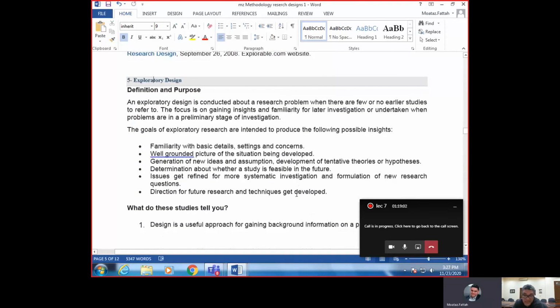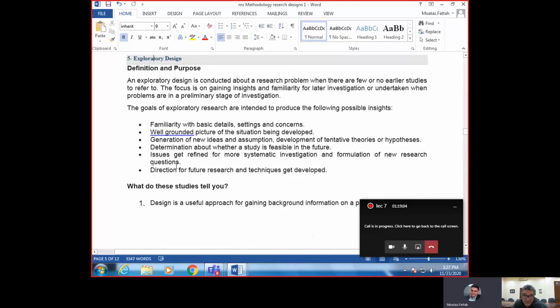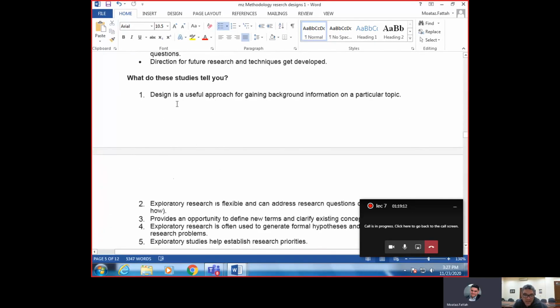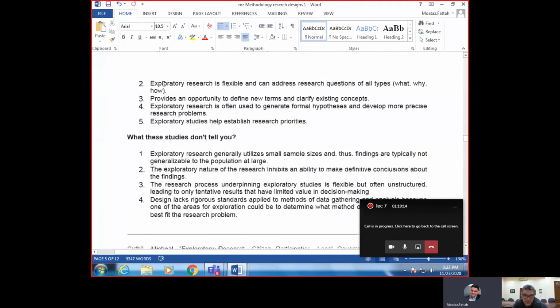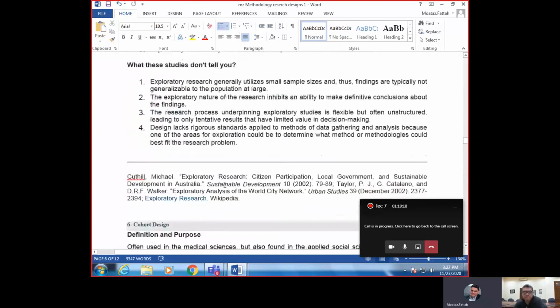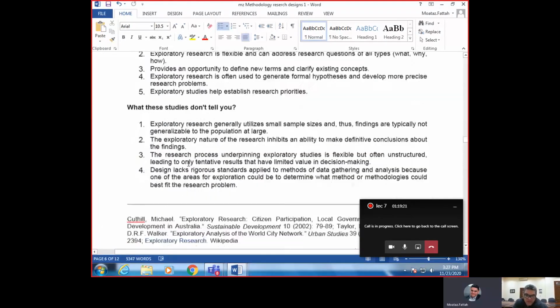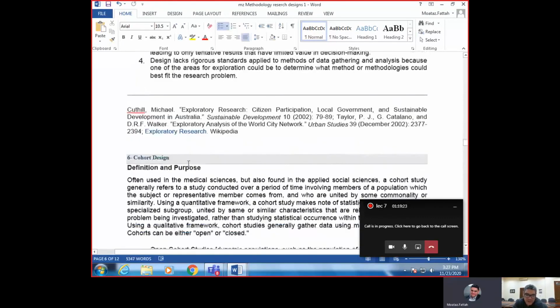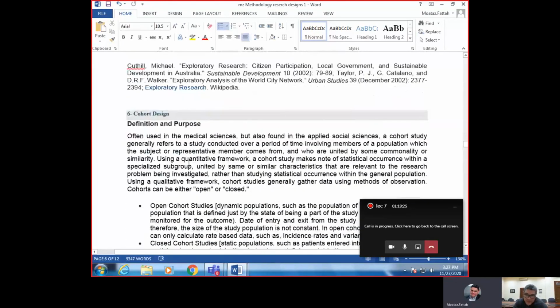We want to understand. They can tell us, okay, now I demystified it. We can develop more research in the future, and so on. Again, please read all these pros and cons of each one of these designs. The sixth design is called cohort design. This is something that we usually in political science do not do, except in one area, which is political psychology.